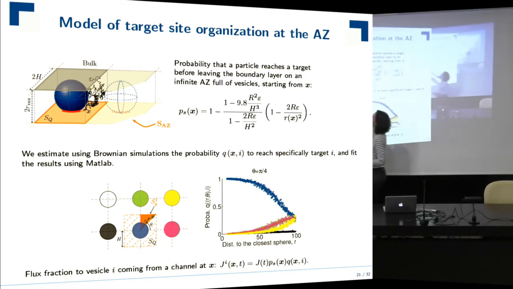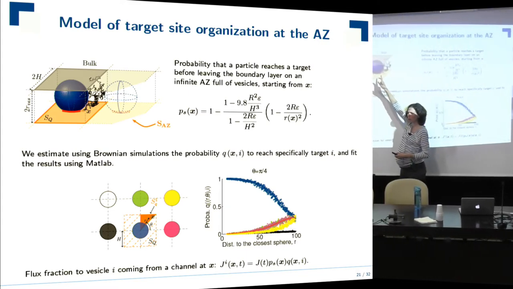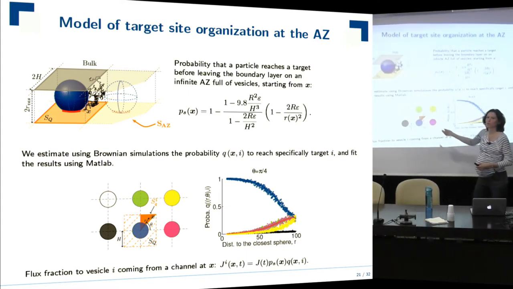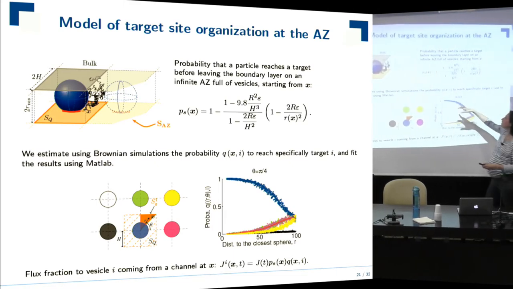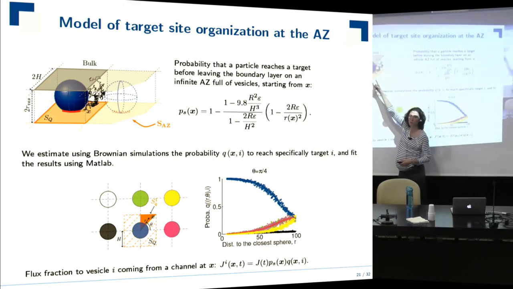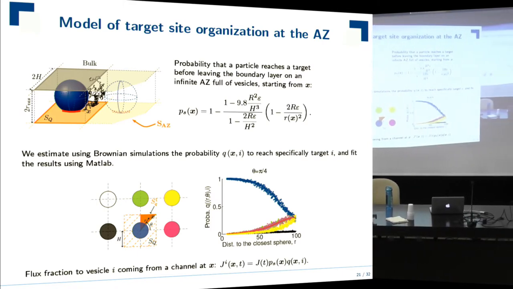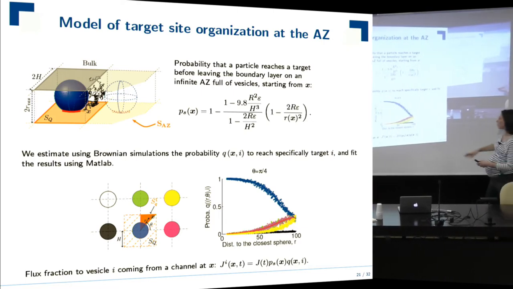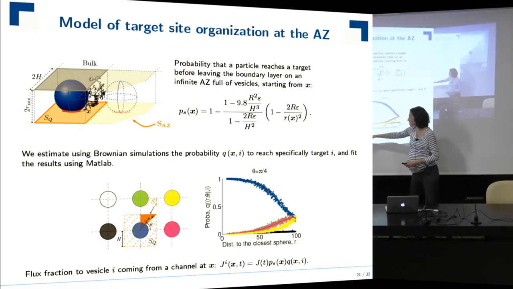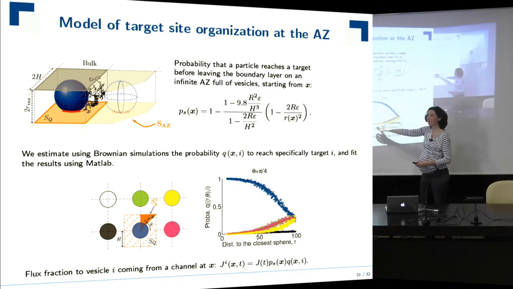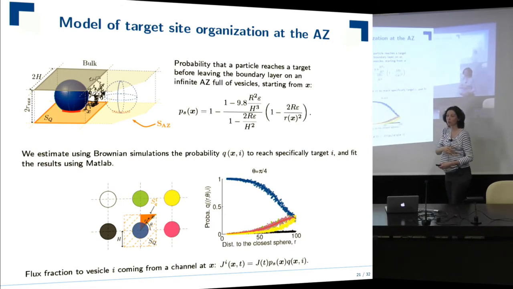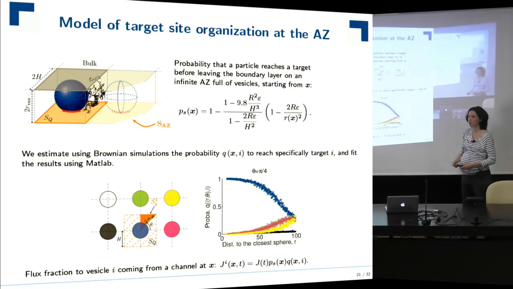It's here. You see? So it's not dimensionless? No, not here. Not in this equation. You can make it dimensionless very easily by dividing everything by the radius of the small sphere, the blue sphere, but it's the same. So then, with this, you can estimate the flux fraction to vesicle I coming from a channel, which is what you're interested in. If you want to know which vesicle is going to fuse, how many vesicles are going to fuse, et cetera, and what's the importance of having clusters of channels instead of uniform distribution of channels, and so on.